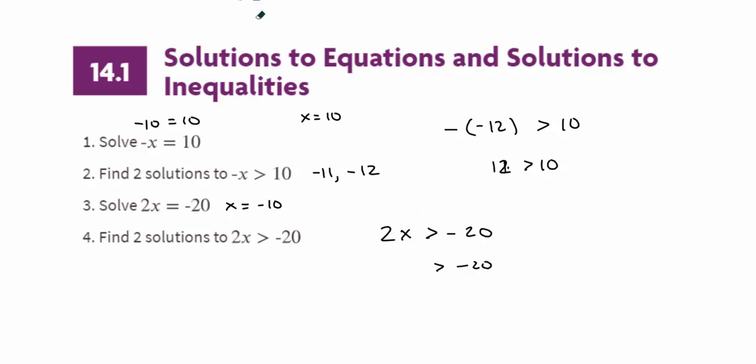Let me try negative 9. 2 times negative 9 is negative 18. Negative 18 is greater than negative 20, so we have negative 9 as a solution. And how about negative 8? 2 times negative 8 is negative 16, so negative 16 is also greater than negative 20.